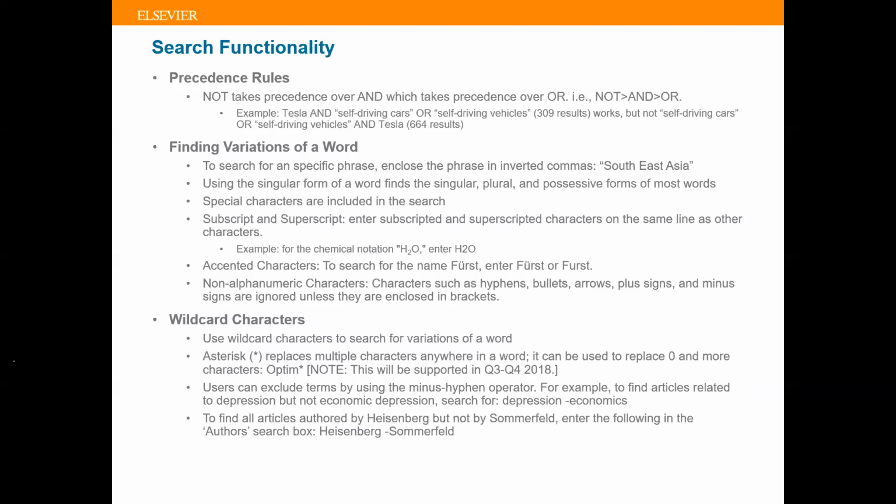You can also look for variations of a word. If you want to look for a specific phrase, you can include the phrase in inverted commas, such as "Southeast Asia". You can use the singular form of a word, which finds the singular, plural, and the possessive form of most words. You can also type in special characters within the search itself.